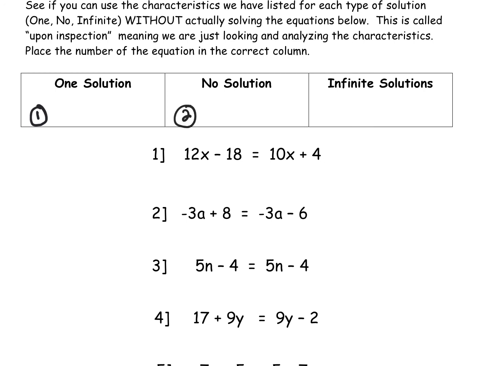Now, I don't want you to think that the reason number 1 went in the first column and number 2 went in the second column is that it just happened. So you're going to try looking at the coefficients and the constants for each one of these and decide whether they have one solution, no solution, or infinite solutions. And I'd encourage you to share with a partner.